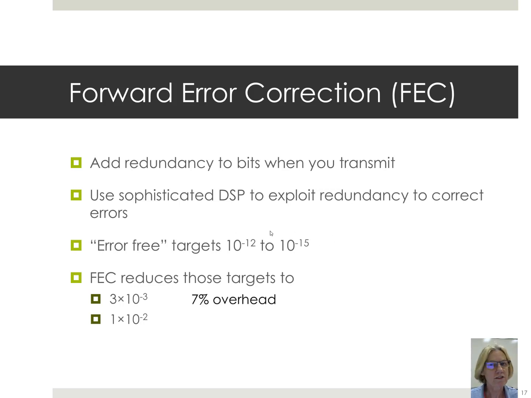But of course there's a cost. I don't get this for nothing, and what I have to do is trade off some of my capacity. So I have to introduce an overhead. I say I add redundancy. So how much redundancy do I add? Well, if I add as little as 7% redundancy, so for every 100 bits I send, 7 of those bits are actually forward error correction bits, that's enough for me to be able to take 3 times 10 to the minus 3 down to 10 to the minus 12 or 10 to the minus 15.